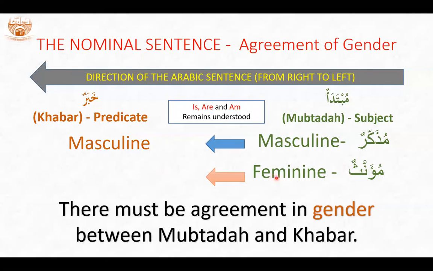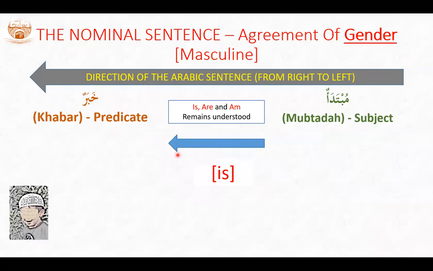Mu'annas, feminine. So if we have a feminine mubtada, or subject, then we will also need to have a feminine predicate that goes with it. Let's look and see some examples. Like for instance here, we have masculine now. So we're dealing with gender, but first of all, we are dealing with masculine.